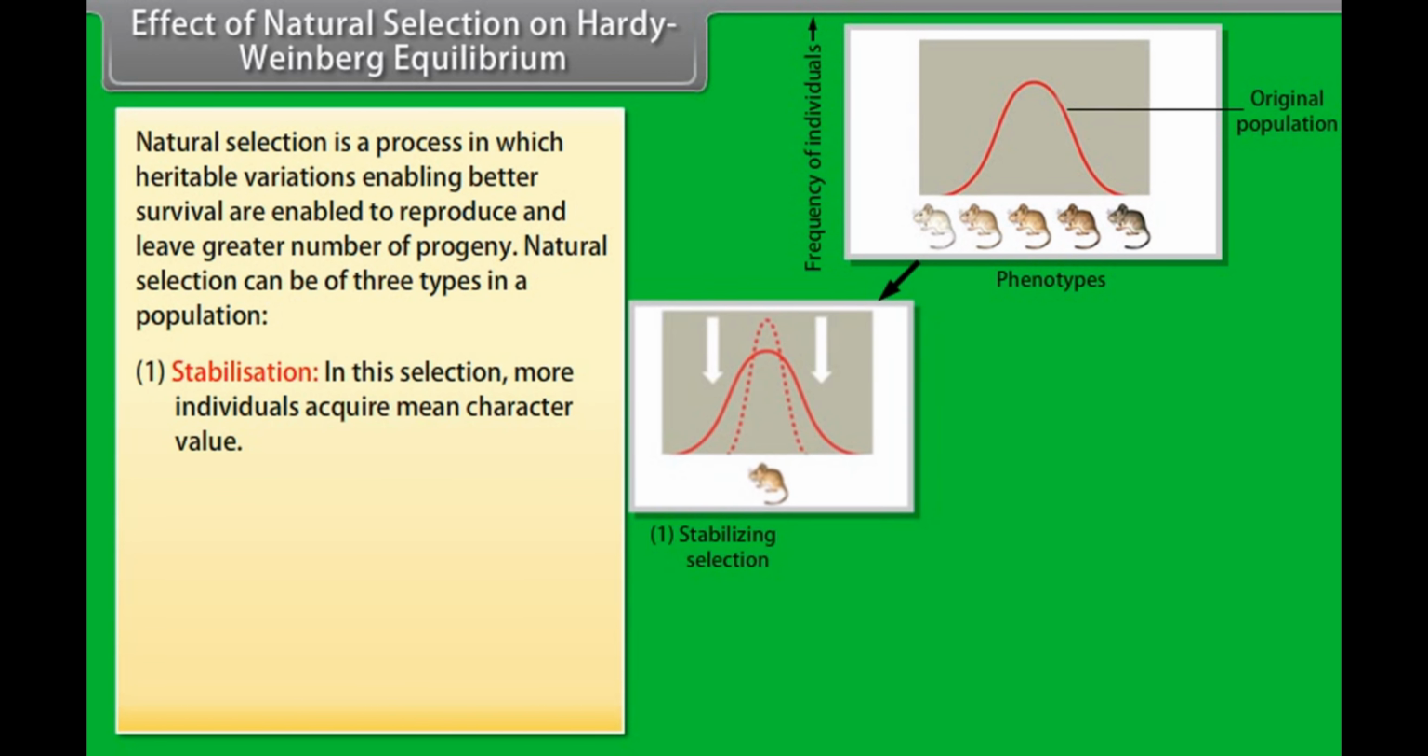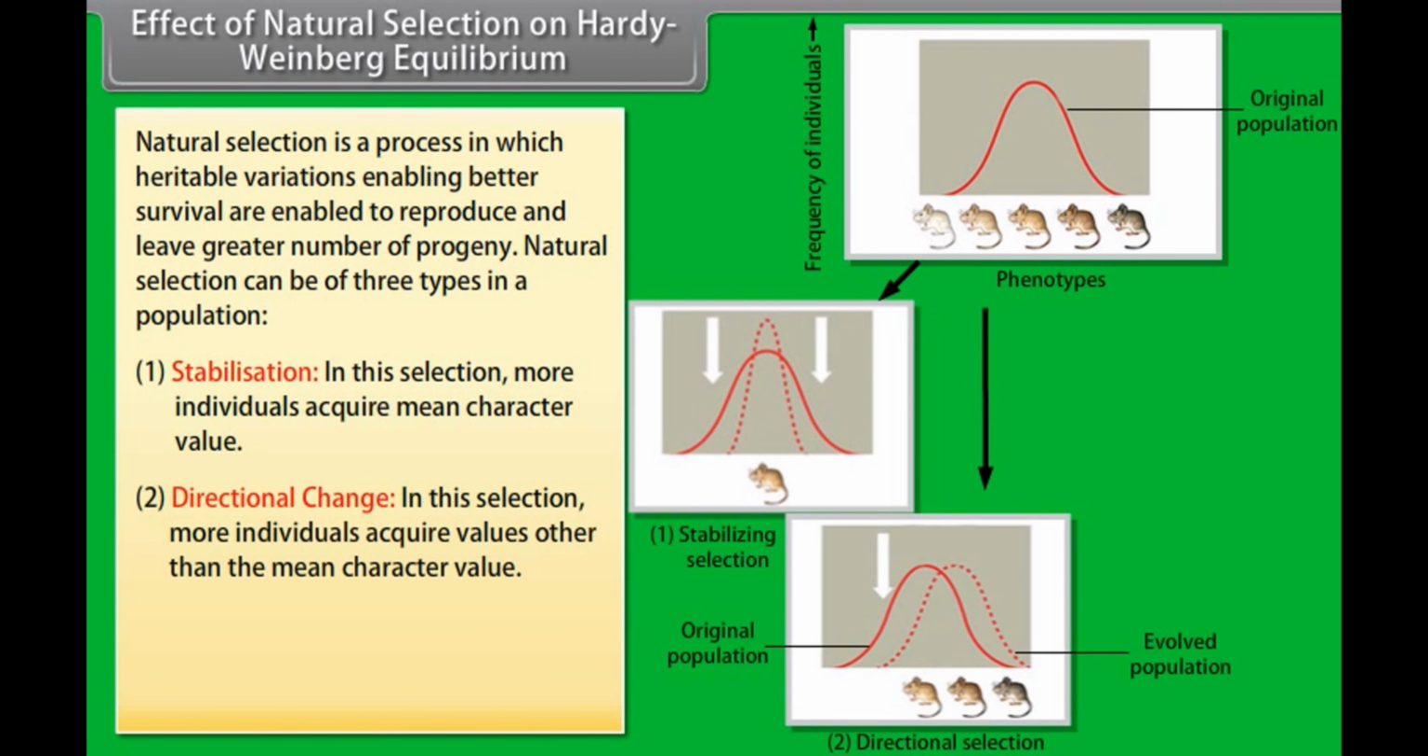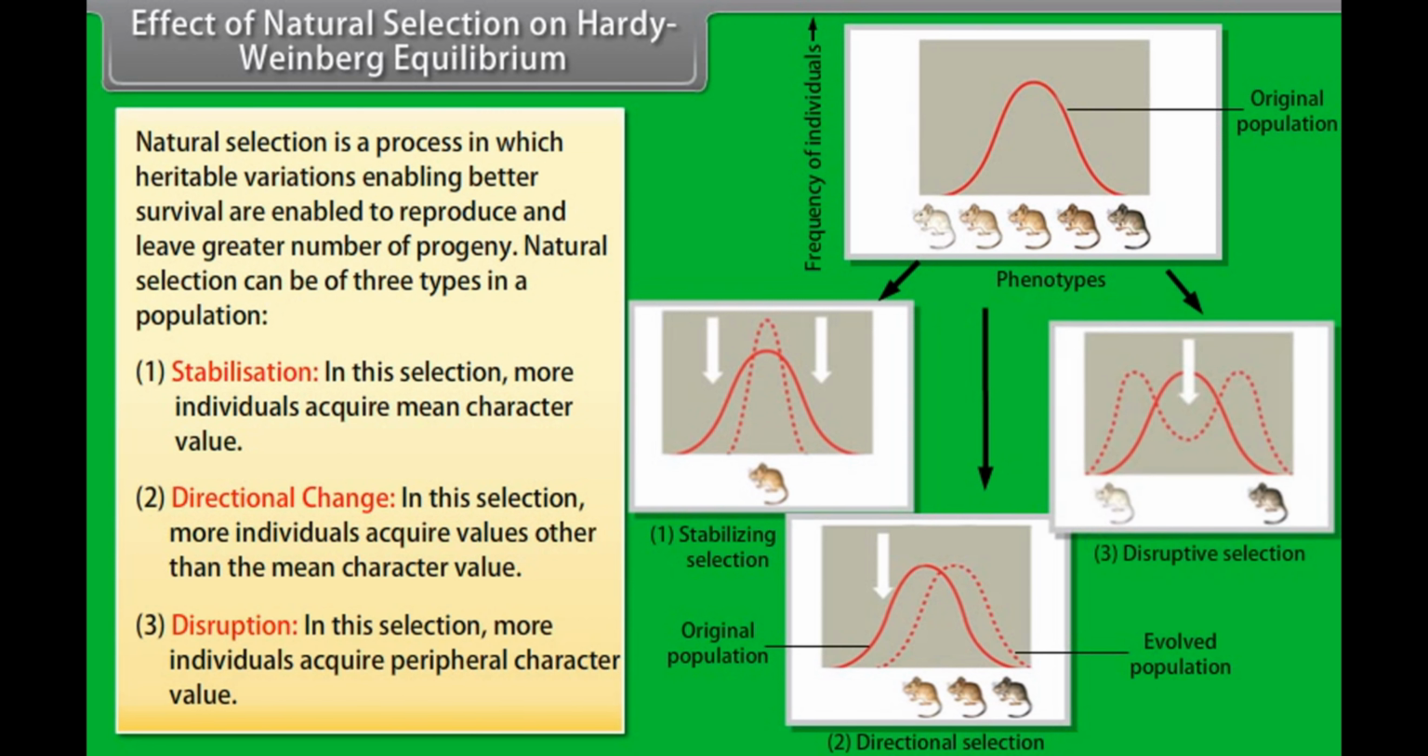Natural selection can result in the following conditions in a population. Stabilization. In this condition, more individuals acquire mean character value. Directional change. In this condition, more individuals acquire values other than the mean character value. Disruption. In this condition, more individuals acquire peripheral character value.